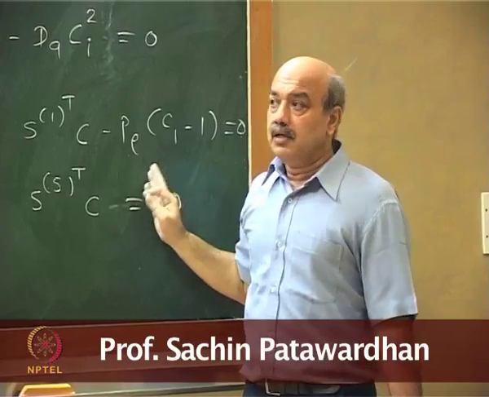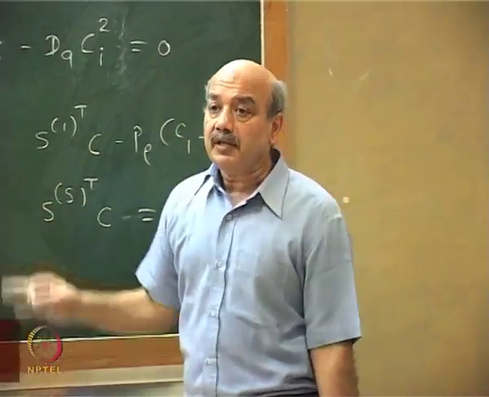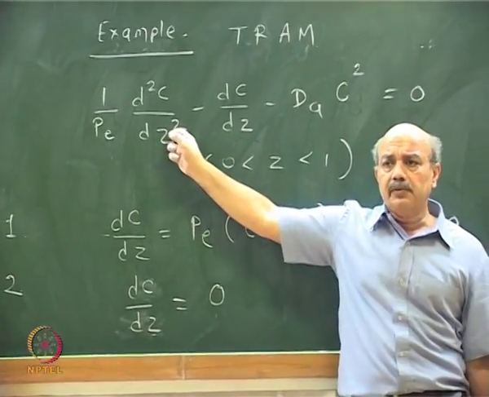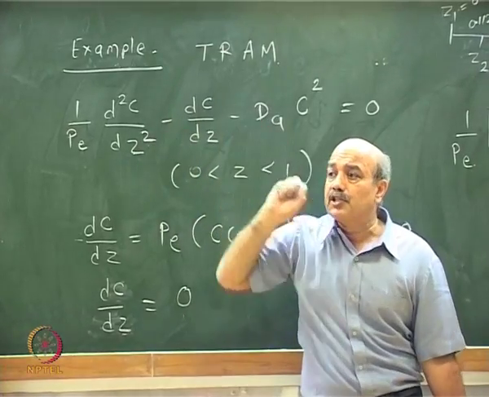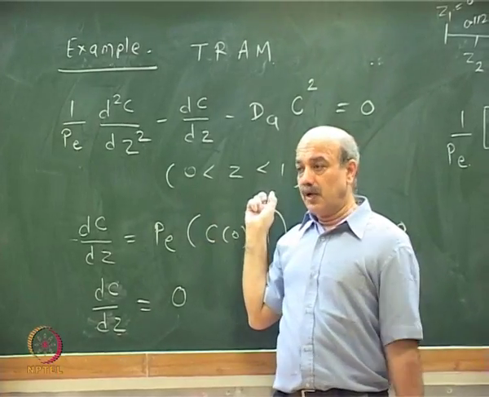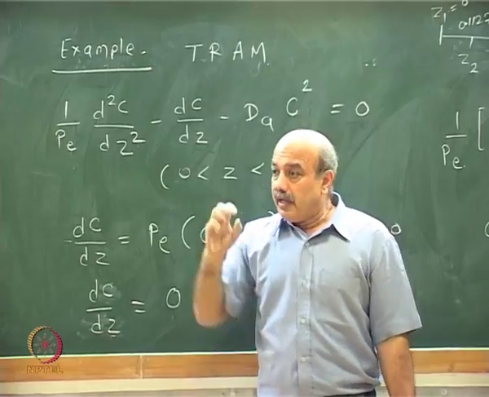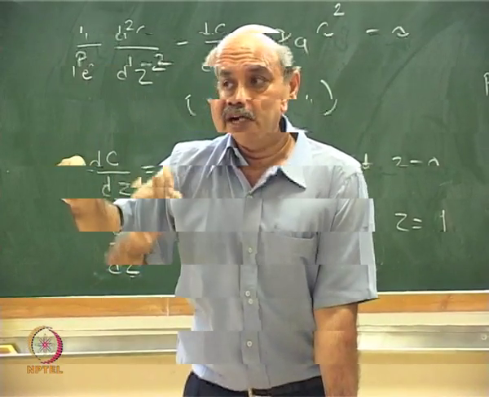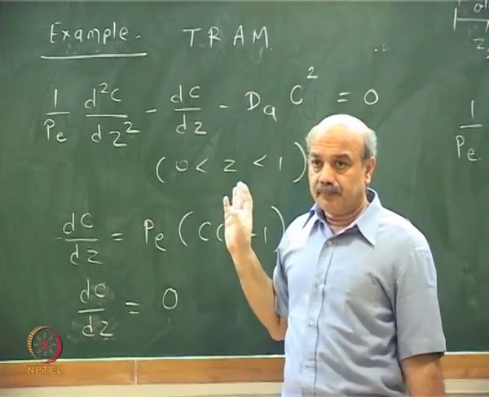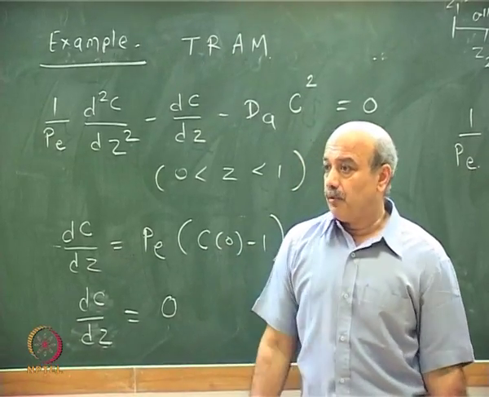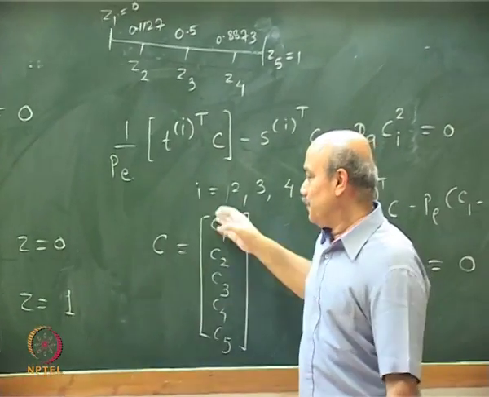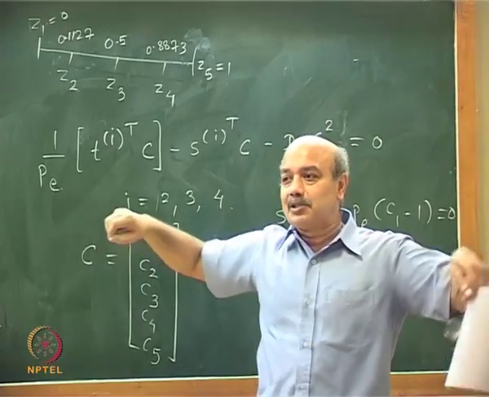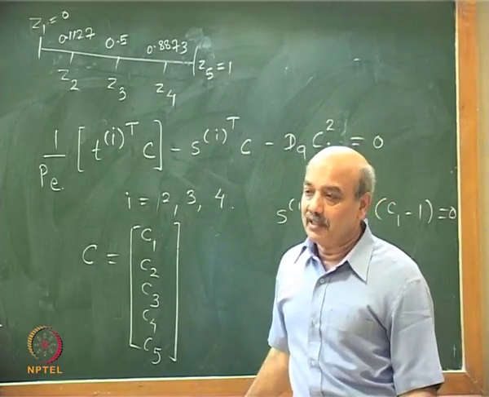So this is the original problem, which is actually defined on a domain which is not finite dimensional. What is the true solution here? The true solution is a concentration profile as a function of z, with z varying from 0 to 1. So it's a function. It belongs to the set of continuous, twice differentiable functions defined on the domain 0 to 1. We have discretized the problem using an interpolation polynomial and converted it into a five-dimensional vector. So we are approximating an infinite dimensional solution using a five-dimensional vector.